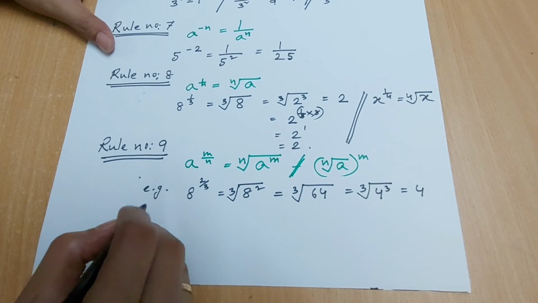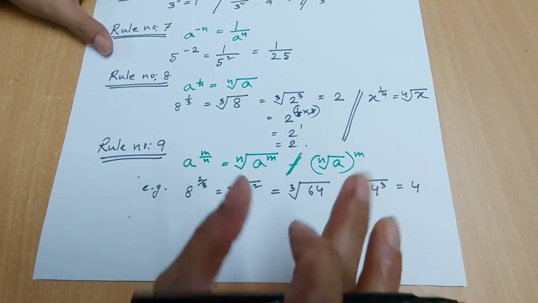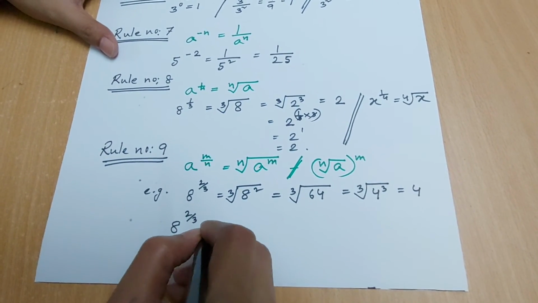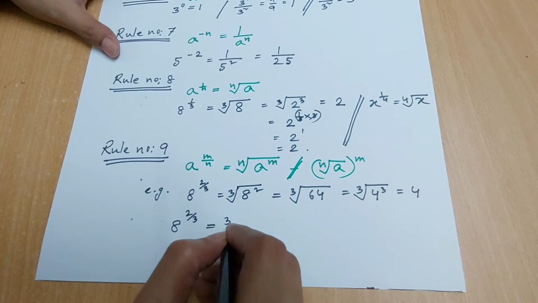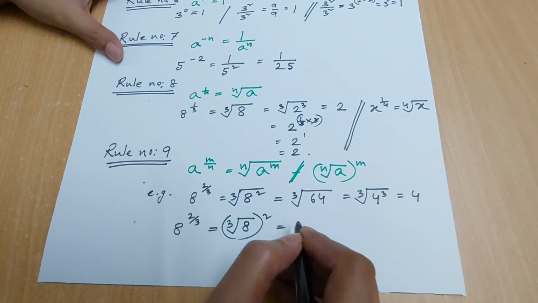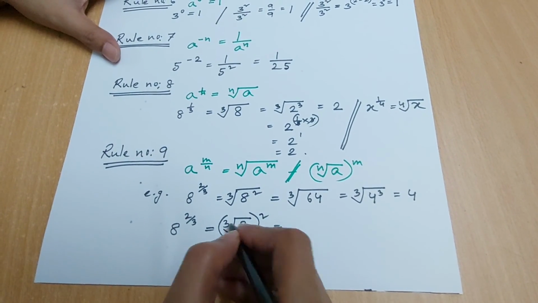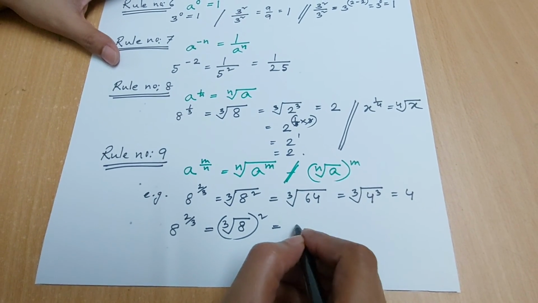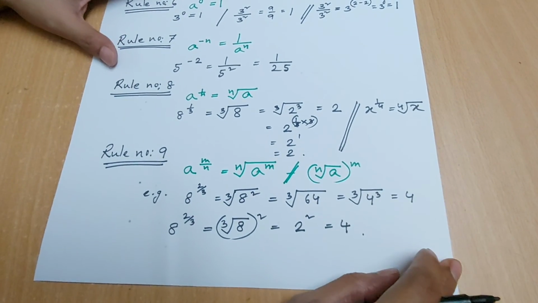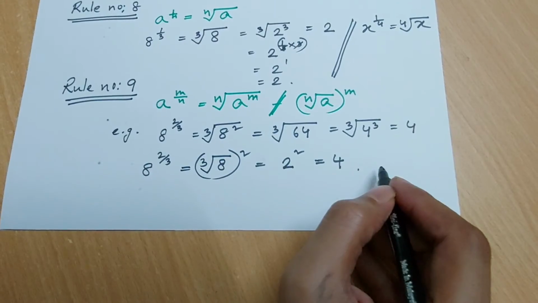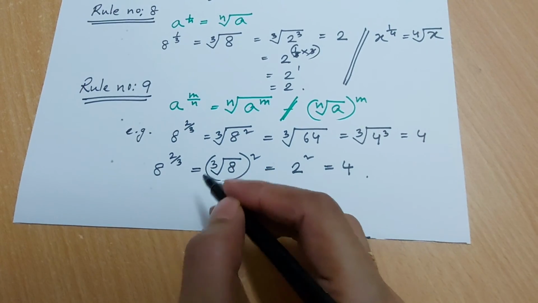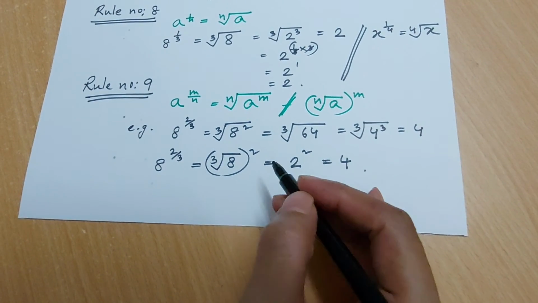Again we can do it in another way, that is in this way: 8 power 2 by 3 equal to cube root of 8, whole square. Cube root of 8 equal to 2 and then 2 square equal to 4. We can use either of these two formulas to simplify the sum. So there are 9 rules that indices generally follow.